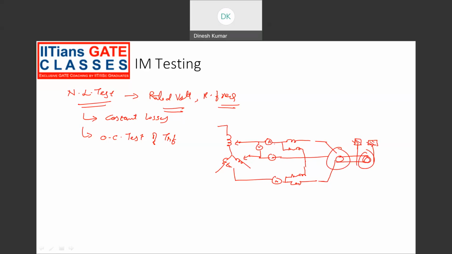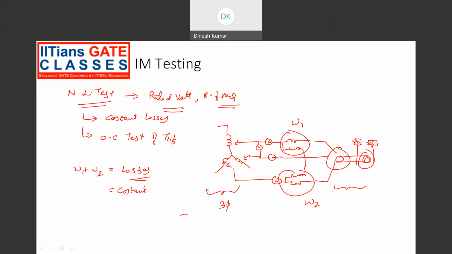This no load test consists of two wattmeters, wattmeter 1 and wattmeter 2, which are connected between the three phase supply and the machine. The sum of these wattmeter readings, that is W1 plus W2, gives us the losses. These losses equal constant losses plus stator copper loss.